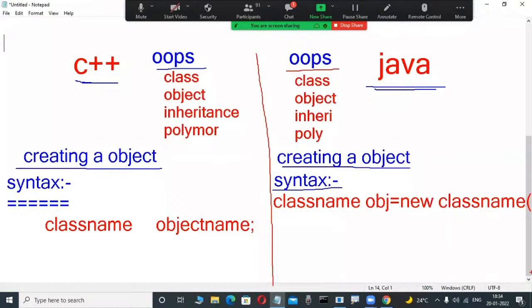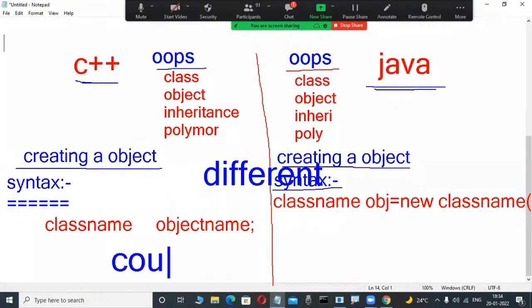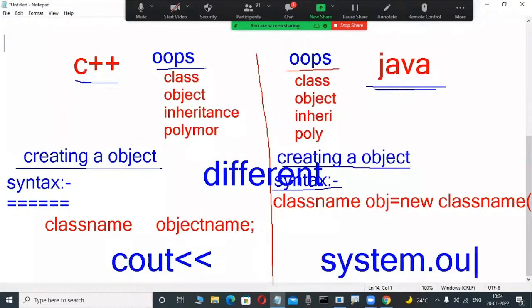Yes, observe here. Are these two languages syntactically different or the same? Syntactically different, but conceptually the concepts are the same. And functions are also totally different. Suppose in C++ I want to display output, cout is a function for streaming output. And in Java, what is the function? System.out.println. That's why they are syntactically different, and functions are totally different in these two object-oriented languages.